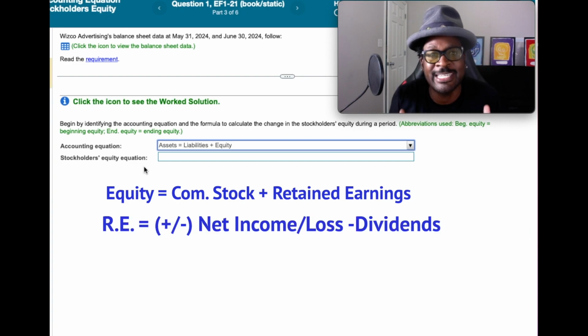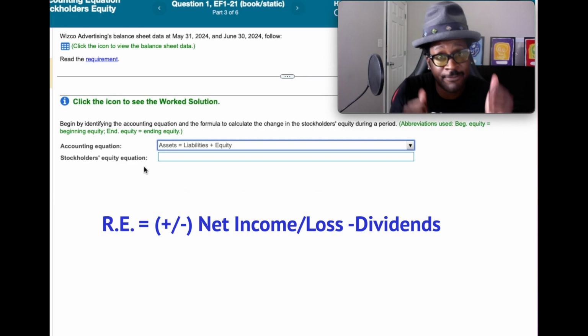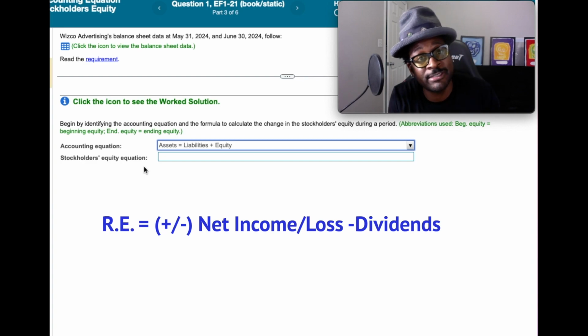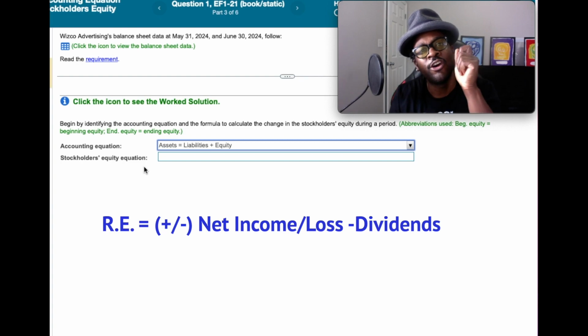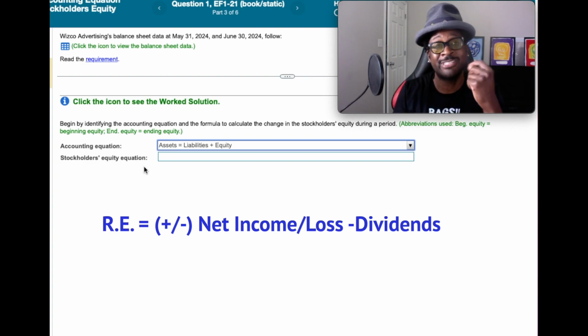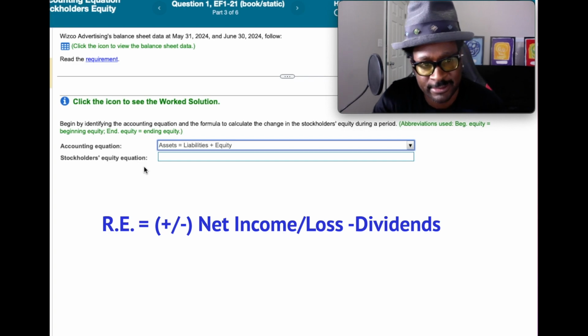Retained earnings is simply income gained, which means that we measure our income by taking our revenues minus our expenses. If our revenues exceed our expenses, we call that net income. If the expenses are higher than our revenues, we call that net loss. But don't forget, retained earnings is decreased by dividends, because dividends is when the company distributes income to shareholders. So we always subtract dividends from retained earnings.